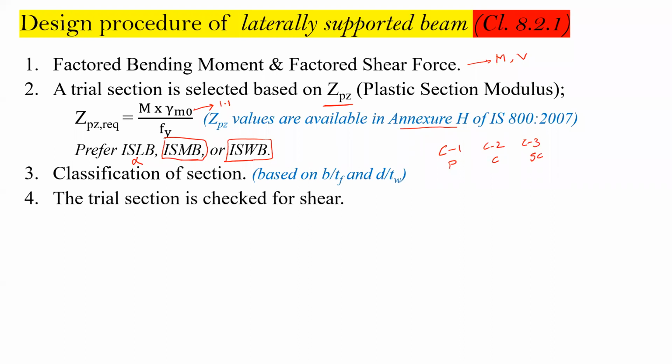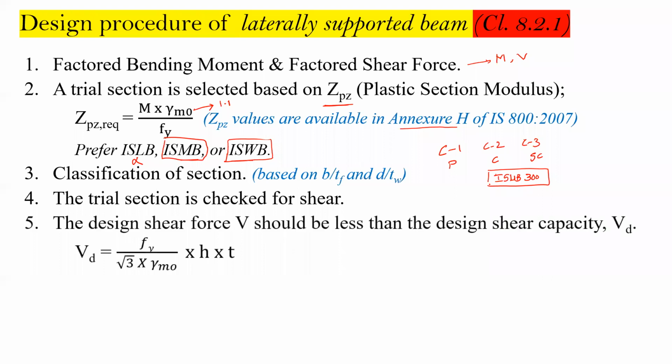And the next step, the trial section is checked for shear. Whatever section you have considered, suppose, for example, by using the ZPZ value you have obtained ISWB 300. Let's just consider this value. You have selected ISWB 300, and this section has to be checked for shear in the fourth step. How do you check that?